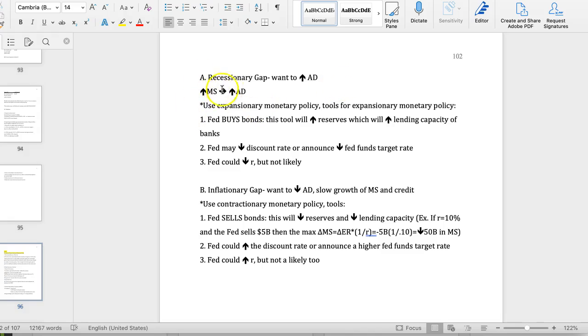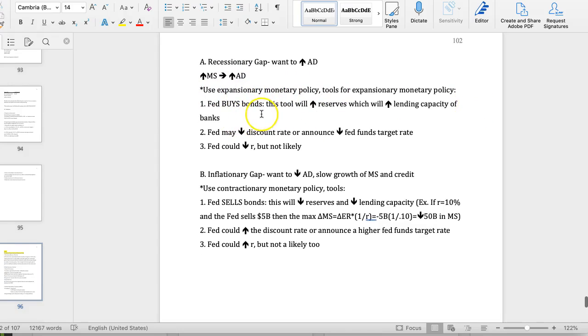So we're going to increase the money supply. We're going to put more money out there. If everyone has more money to spend, they will spend it and aggregate demand will go up. So we're going to be using expansionary monetary policy because we want to expand the economy. And the tools are that the Fed will buy bonds. So this will increase reserves, which will increase the lending capacity of banks. So if they're using open market operation, that's what they're going to do.